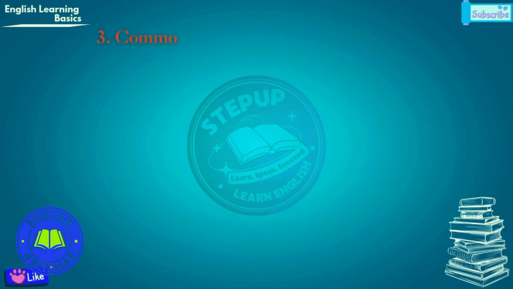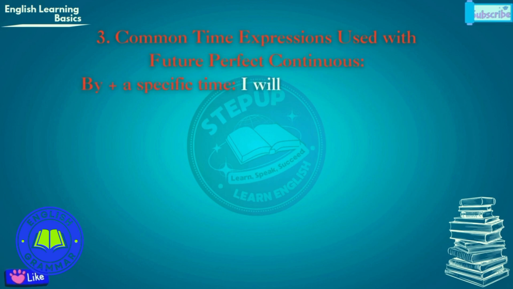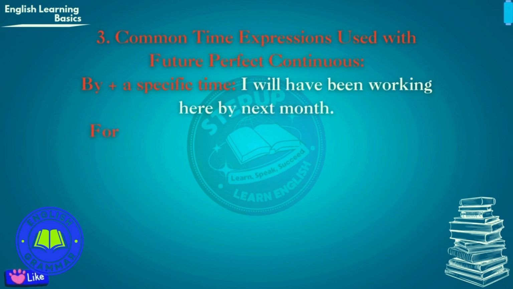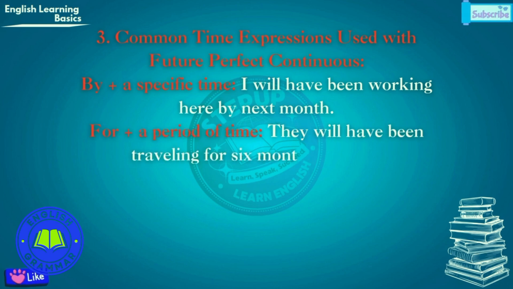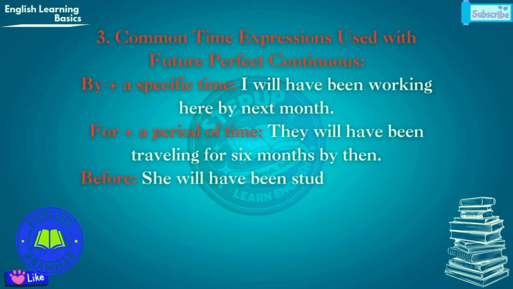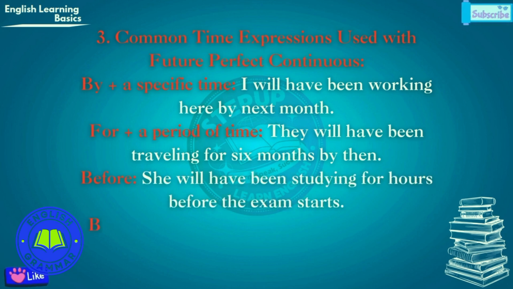Three. Common time expressions used with future perfect continuous. By plus a specific time: I will have been working here by next month. For plus a period of time: They will have been traveling for 6 months by then. Before: She will have been studying for hours before the exam starts. By the time you arrive, we will have been waiting for an hour.